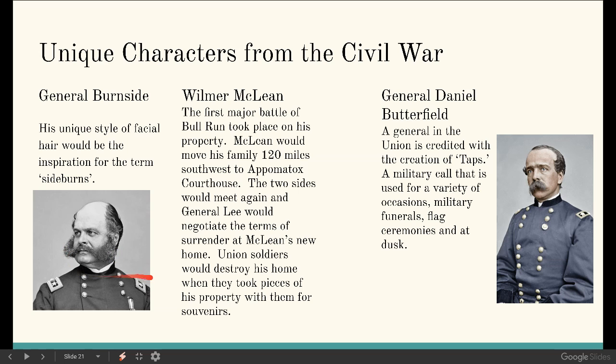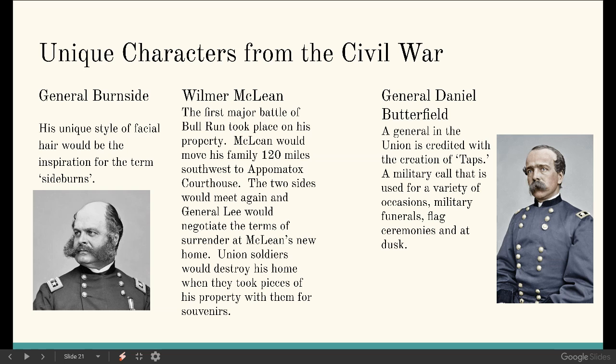And that is where we get the term sideburns from his name and his facial hair. Wilmer McLean is another person. He owned the property where the first major battle of the Civil War took place at Bull Run. And after that battle, he ends up moving his family 120 miles southwest to Appomattox Courthouse, which is where the Confederacy surrenders, and the terms of surrender are negotiated at McLean's new home in Appomattox Courthouse.